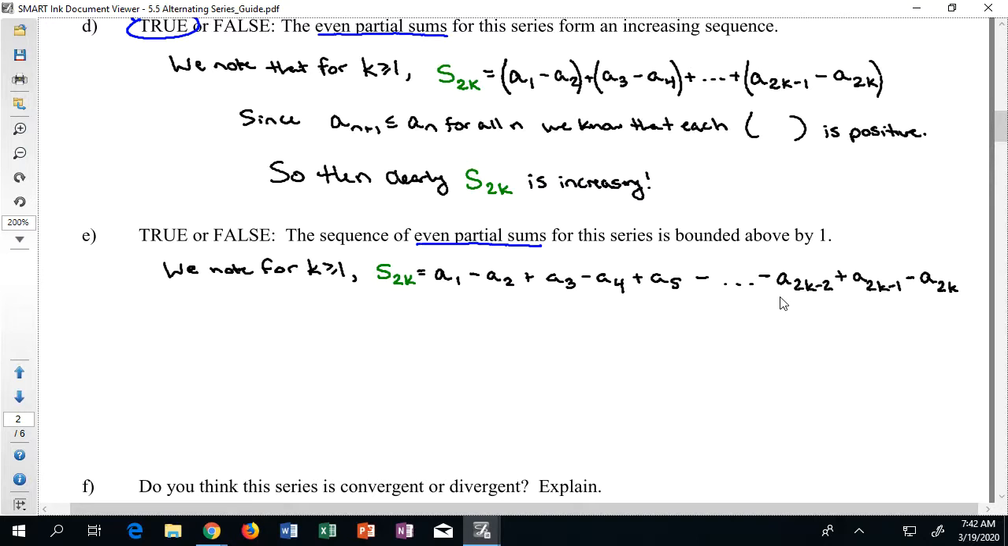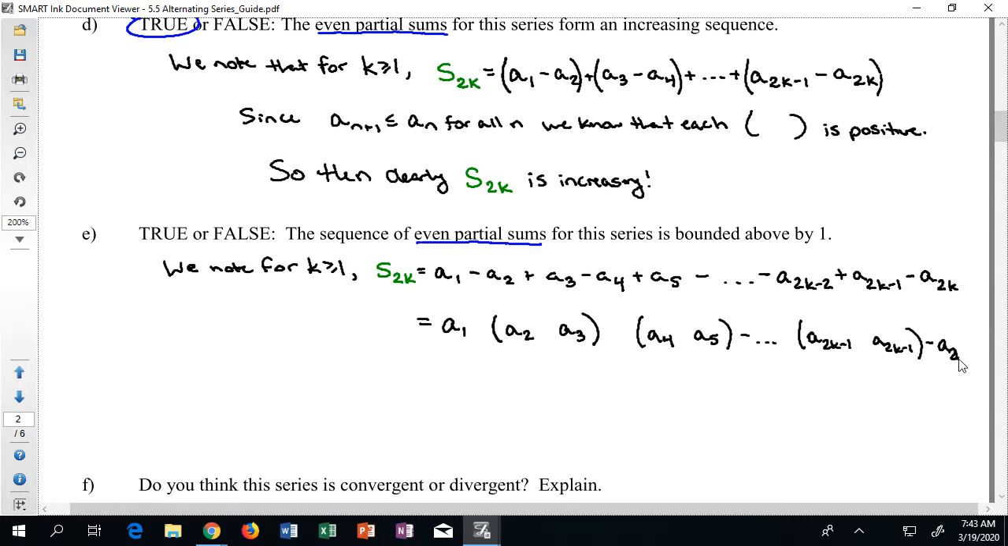Now the reason I'm going to do this again is I'm going to attempt to introduce some new parentheses. Notice, though, how I'm going to attempt to introduce them. I'm going to attempt to introduce parentheses right here. I'm going to put the A2 and the A3 in a buddy system, A4 and A5, and then after that dot, dot, dot, I'll have the A 2k minus 2, the A 2k minus 1, and then finally our A 2k sitting at the back.